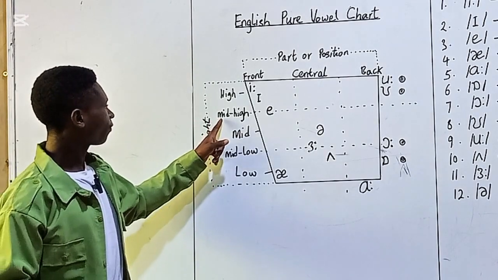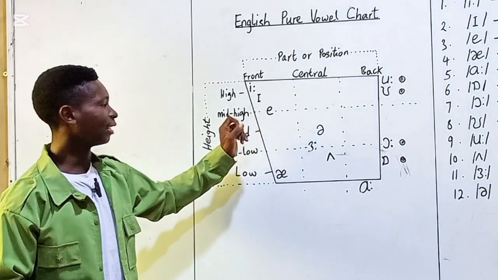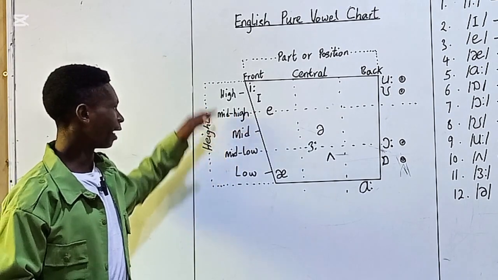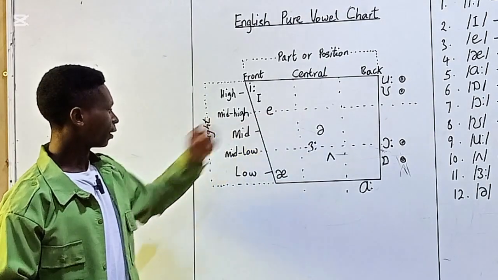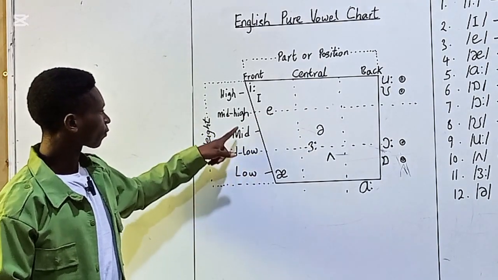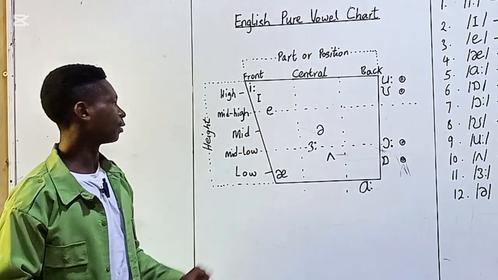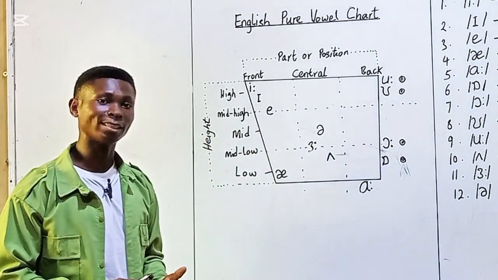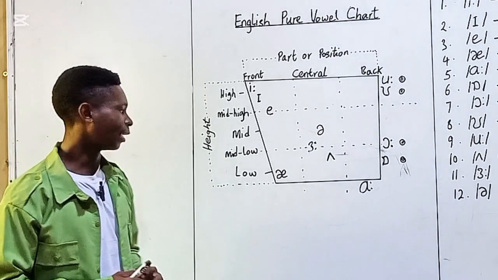Now, we have mid-high, which is the /e/ sound. The /e/ sound is mid-high because it is in between mid and high. You have it here at the position. Then after that, we also have the mid vowel sound, only one, just like the mid-high, which is the schwa sound, which is the shortest vowel sound in the English language.